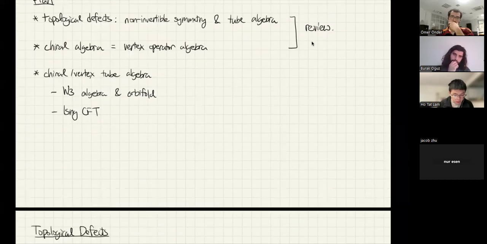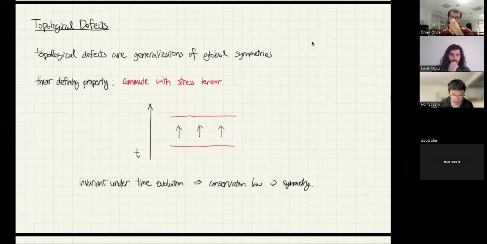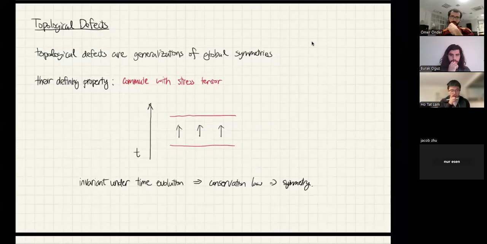Okay, so let me now begin with the review. Because I expect most people have already heard about topological defects, I'll be rather brief, but I still want to mention some important concepts. One line summary of topological defects is that they're essentially generalizations of global symmetries. And you can ask, why are they generalizations of global symmetries? The reason is very simple.